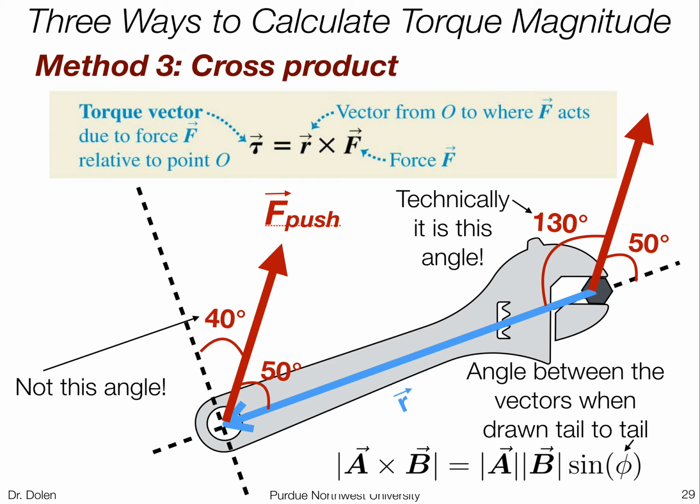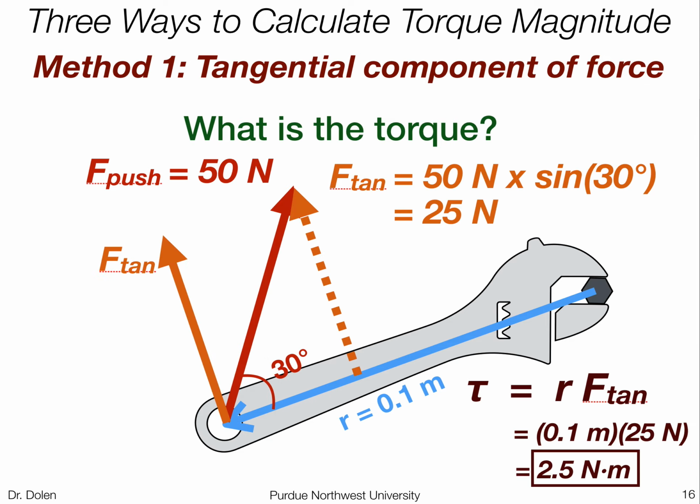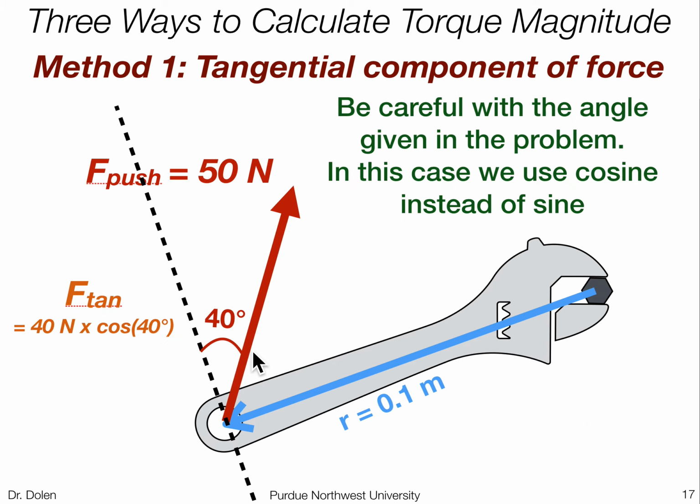That also holds for some of our previous examples. For example, earlier we did the tangential component of the force method where we had this angle of 30 degrees, and we were able to figure out this component of that force, the tangential component, using opposite. So we use sine, but they could have given us this angle instead. Right? If they had given us that angle, the 40-degree angle, we would have used a cosine instead of a sine. So you don't want to memorize sine or cosine when calculating torque. You want to think about what angles were given to you in the problem and use your trig to figure out if you should use cosine or sine.